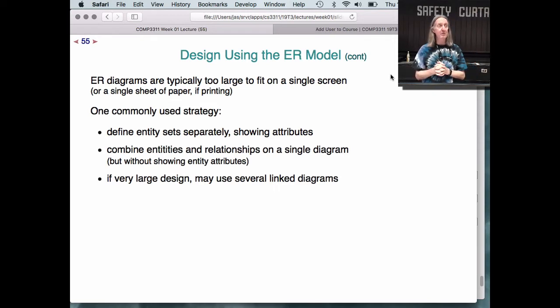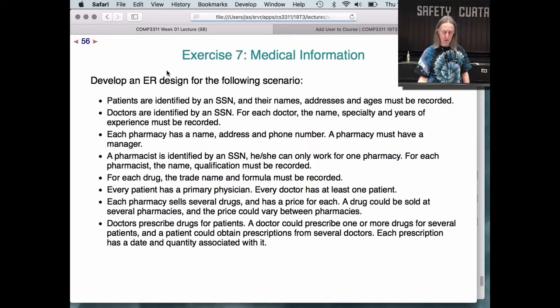So often what we do is we'll define the entities separately. We'll have an entity and all of its attributes, another entity, all of its attributes, another entity and all of its attributes. And then at the end we'll have a diagram that just shows the entity boxes and relationships between them. So that's a reasonable way of trying to handle a large amount of information. And you might even need several diagrams showing relationships if you've got a very large one.